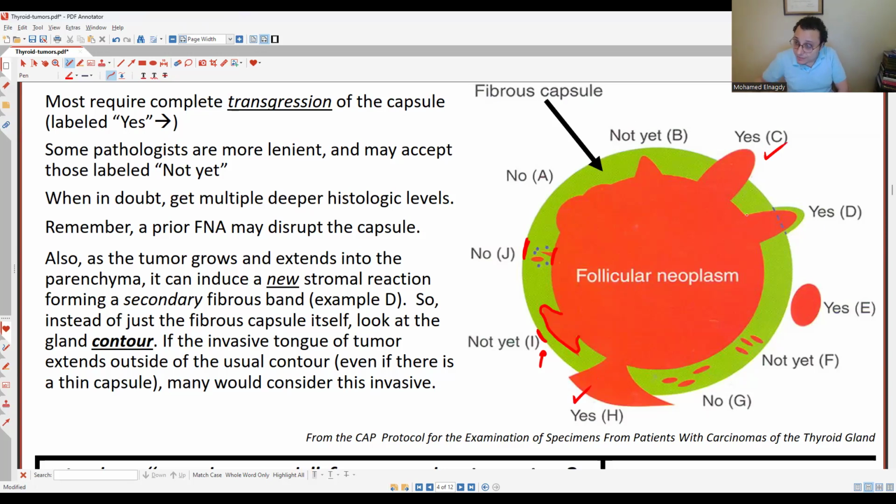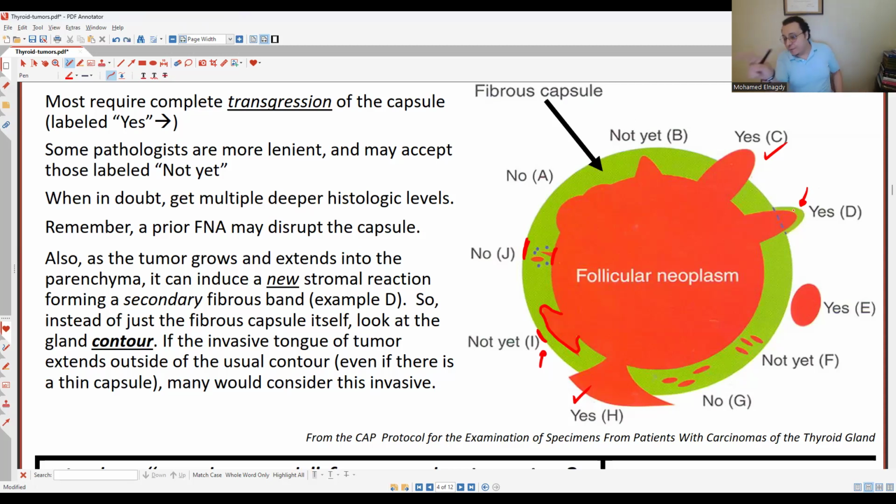Sometimes it's penetrating the capsule, but there is some reactive fibrosis surrounding the bulging lesion outside the capsule. This reactive fibrosis is not a capsule, and this is counted as a yes. Sometimes this is a pitfall in which you say, oh, this is not penetrating the capsule because I still see fibrous tissue here. But no, this is not the fibrous tissue of the capsule.